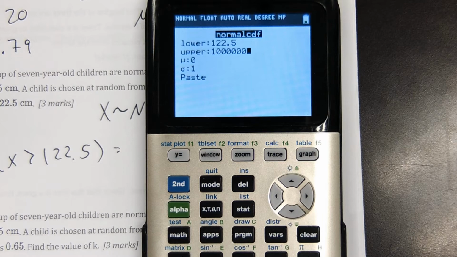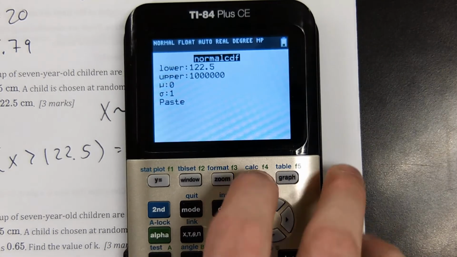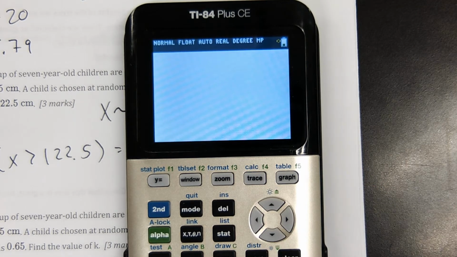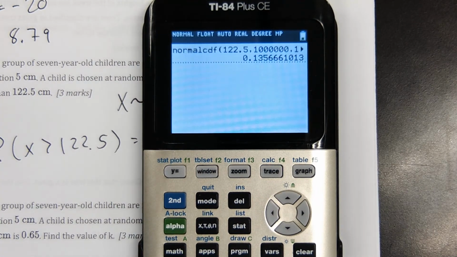I just throw a bunch of zeros on there. Mean is 117. There we go. So about 0.136. Is it not possible to input like 1 to the e negative infinite or whatever when you're looking at upper and lower bound? You could. Yeah, I don't know how.